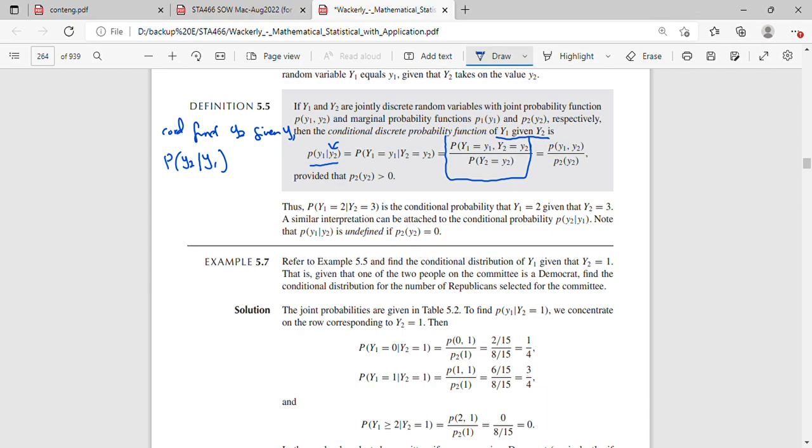Okay, or we can write it like this. Okay, how about this one? If y2 given y1, it will be the probability of y1, y2 also, the one on top is the joint probability. It doesn't matter whether it is y2, y1 or y1, y2, it is the same. But it must be divided by the probability of y1, because here the given is y1.